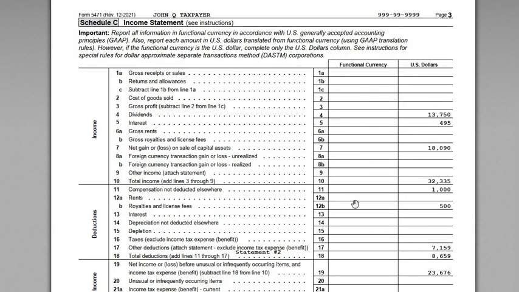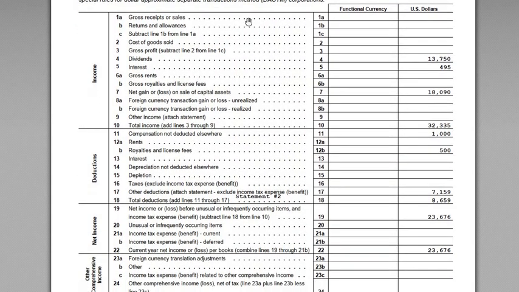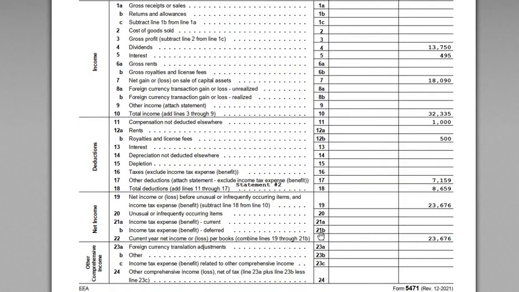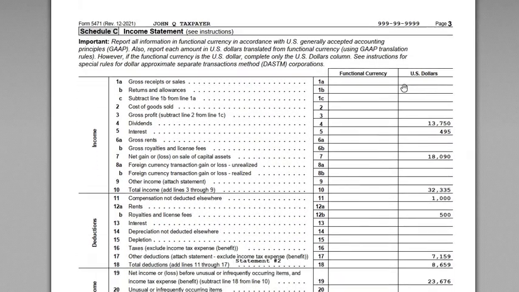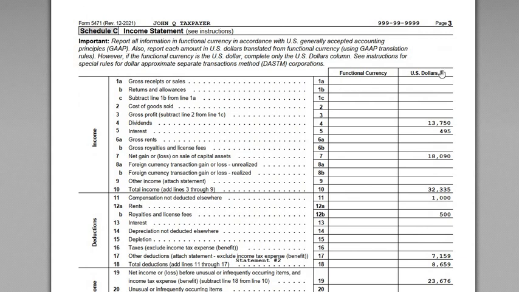If your functional currency was in something other than U.S. dollars, you would report the income statement amounts here, right? So your gross revenues, cost of goods, different types of investment income, your expenses, and then ultimately your net income or loss would first be reported in the functional currency and then translated to U.S. dollars. So how do you translate to U.S. dollars? Well, the form instructions state that the translations, so you can see here in the first line here, report in functional currency in accordance with U.S. generally accepted accounting principles, and then also report the U.S. translated amounts from functional currency, U.S. GAAP translation rules.